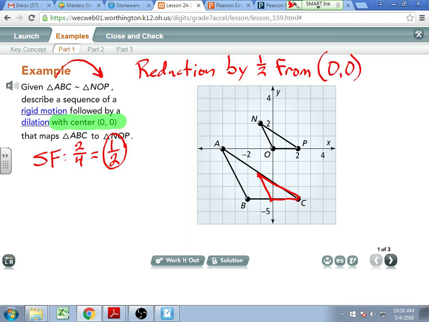What was the rule that we had when I dilate from the center? What about those rays? They can be as long or as short as. It's angles. They can.